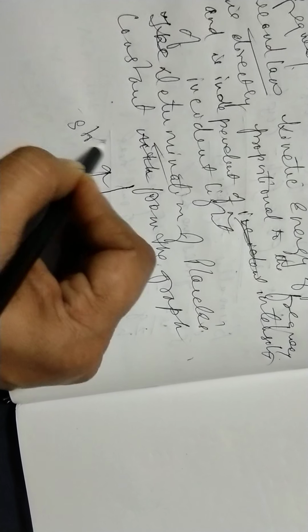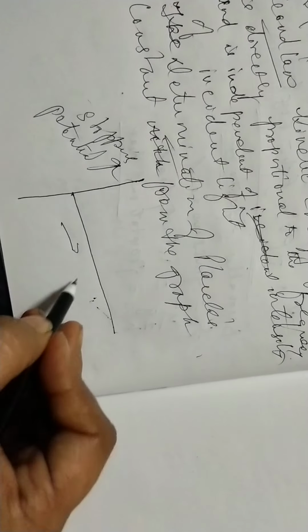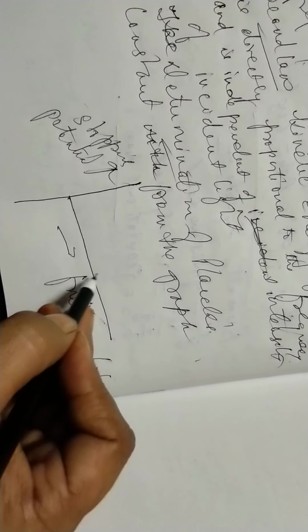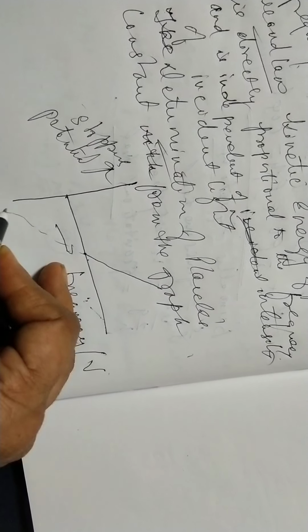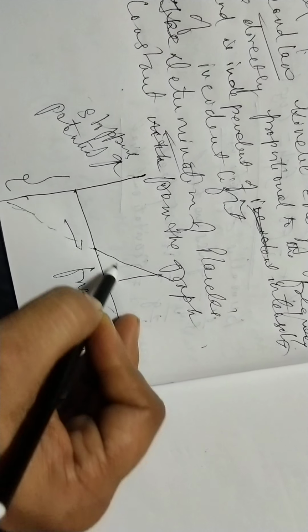Okay, so let us draw the graph first. This is a graph. This side we have taken stopping potential, and here we have taken the frequency nu. So this is what we are getting. This is the negative intercept and this is the slope of the graph.